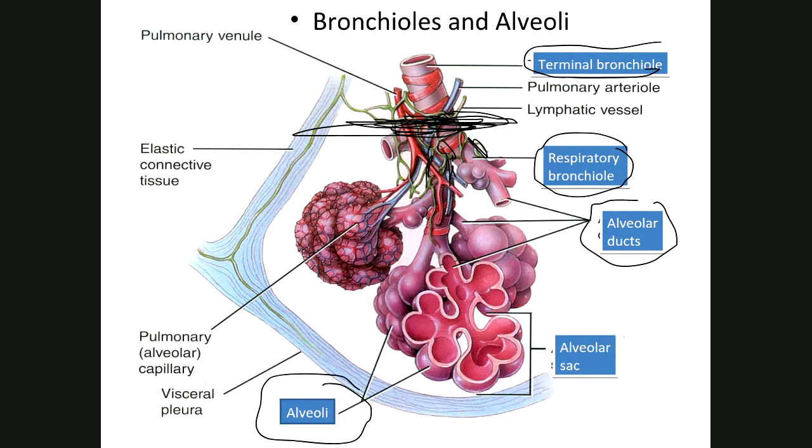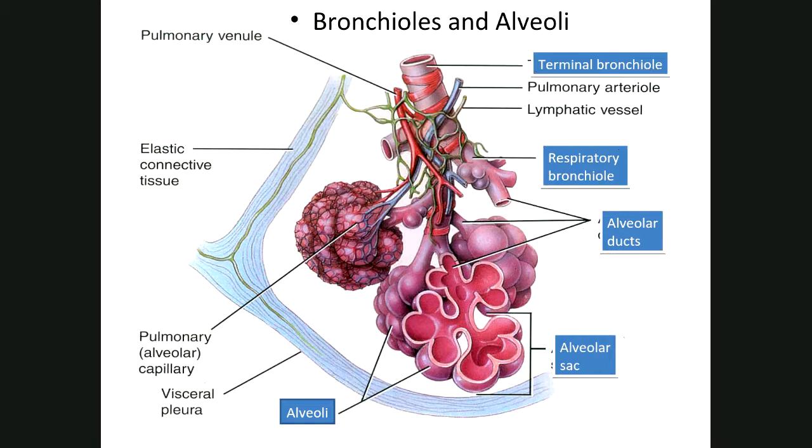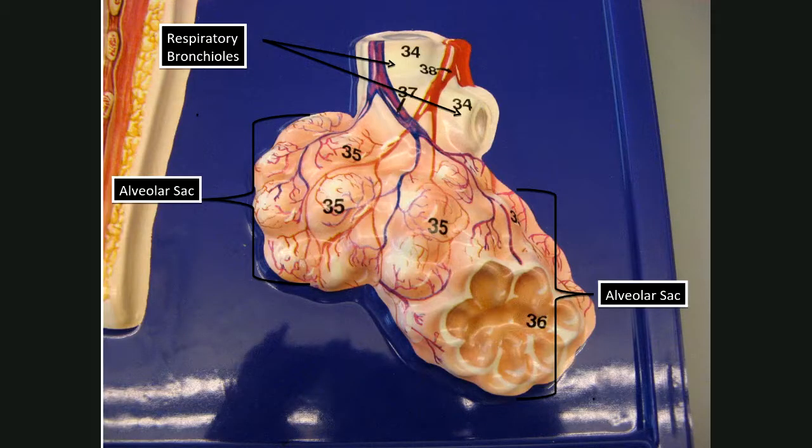If you look at alveoli, they look like hollow grapes. And they have blood vessels wrapped around them. Where the blood vessel comes in close contact with the air in this alveolus, that's where we get gas exchange. If we look on the model, we can see the same thing.